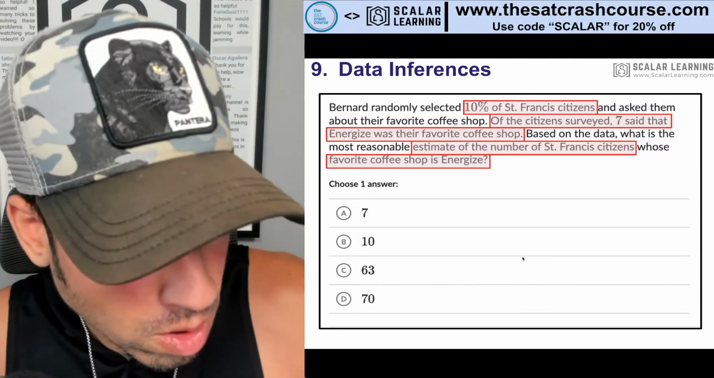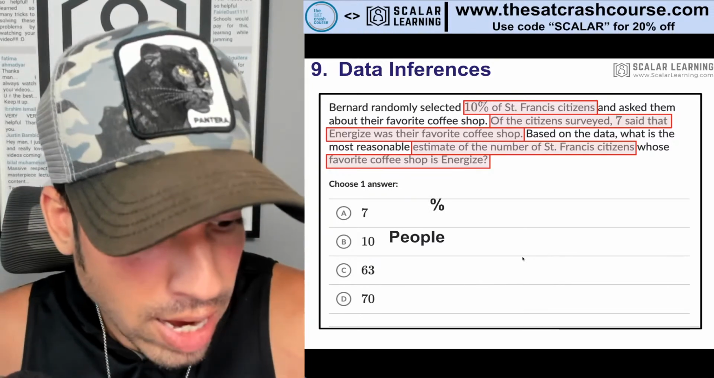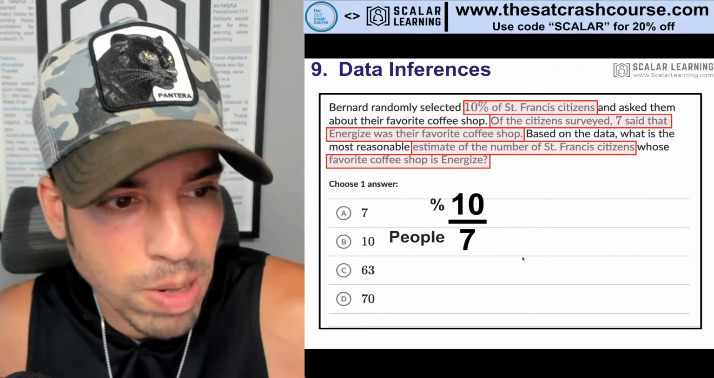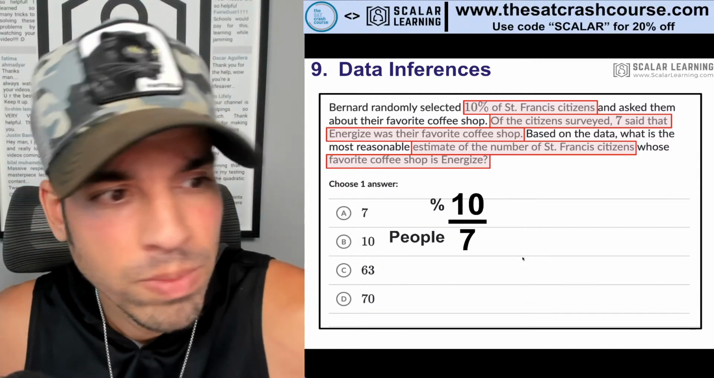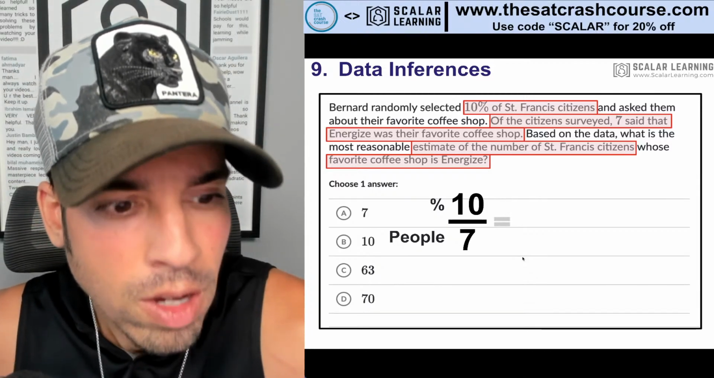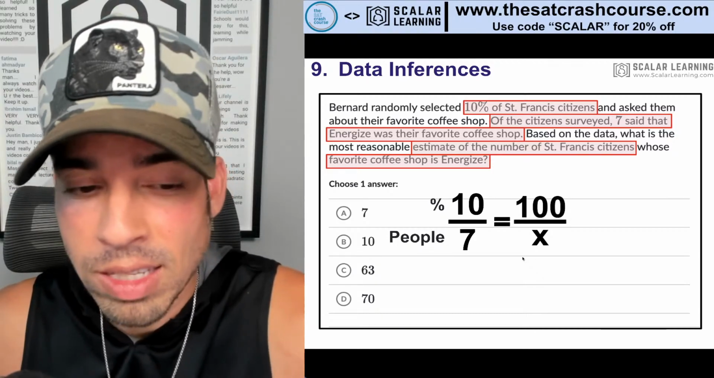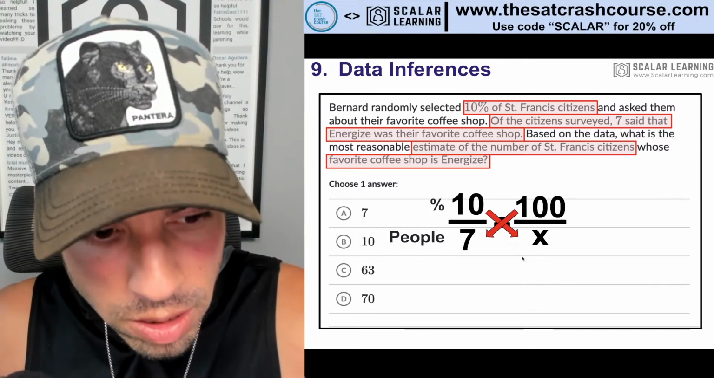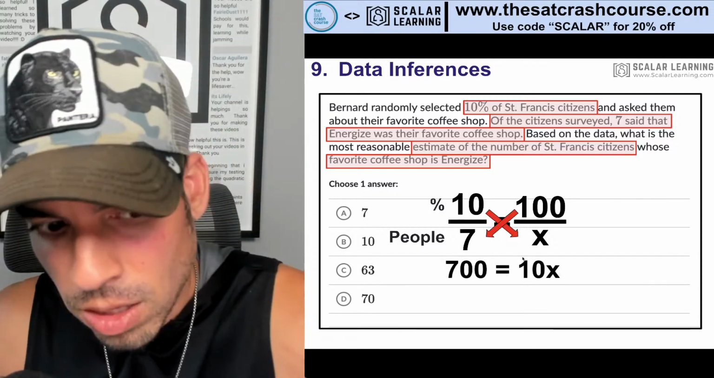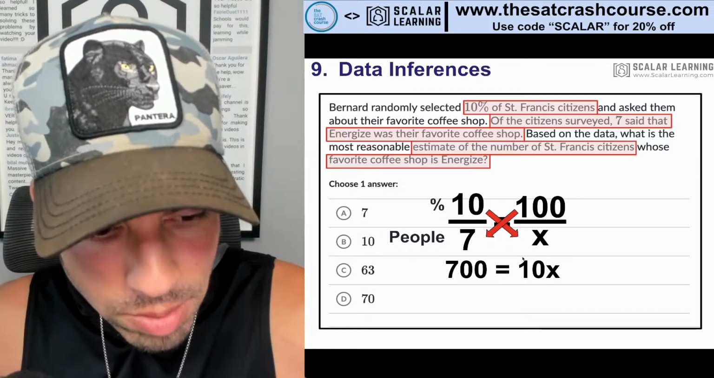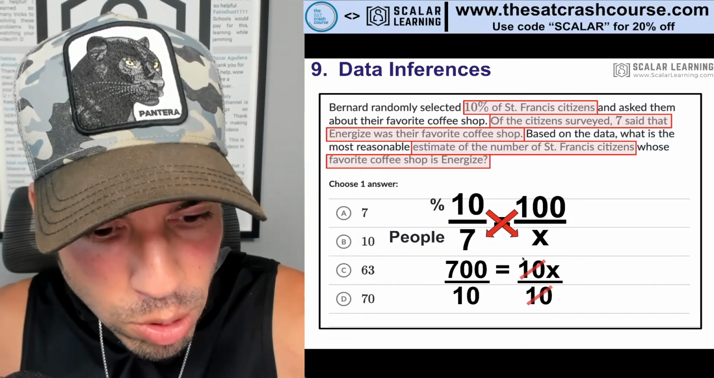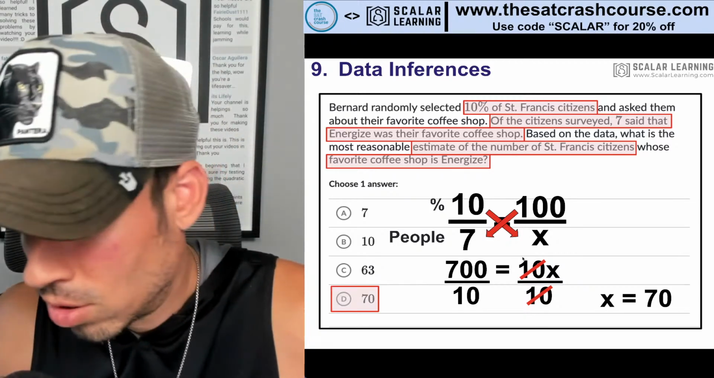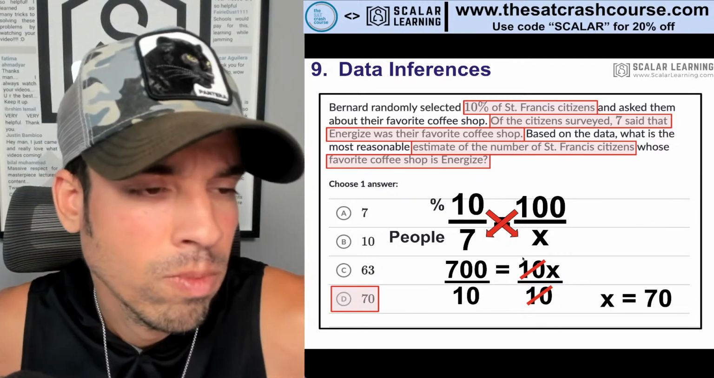So check this out. If we split this up as percent as it relates to people, we know that 10% of the population gave us 7 people that said Energize was their favorite coffee shop. So I need to know now, if we have 100%, the entire population, what is the amount of people? Now we got our proportion. If you guys remember correctly, we are going to cross multiply as follows. 7 times 100 is 700 equals 10 times x. Divide both sides by 10. And we get x is equal to 70, which means D is the winner. Boom, done. Nice job, Abinet.